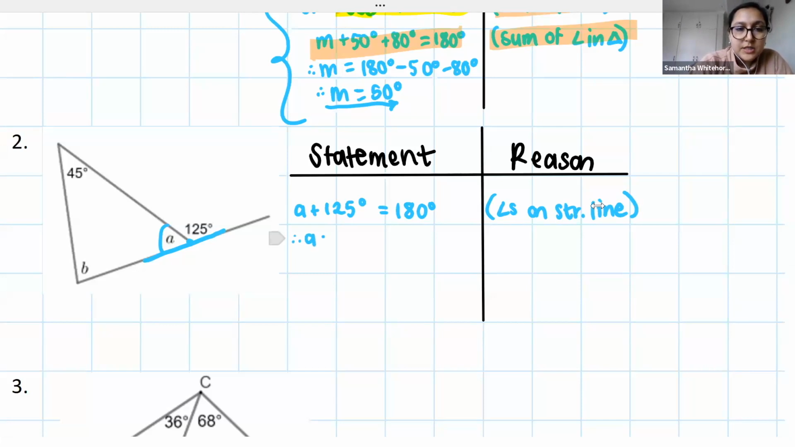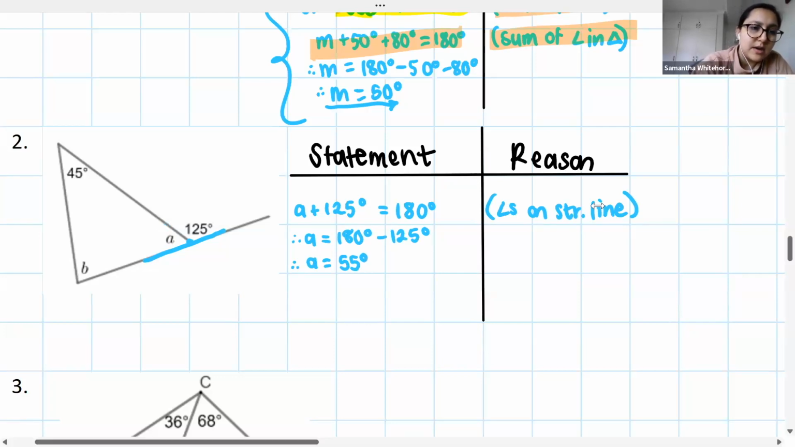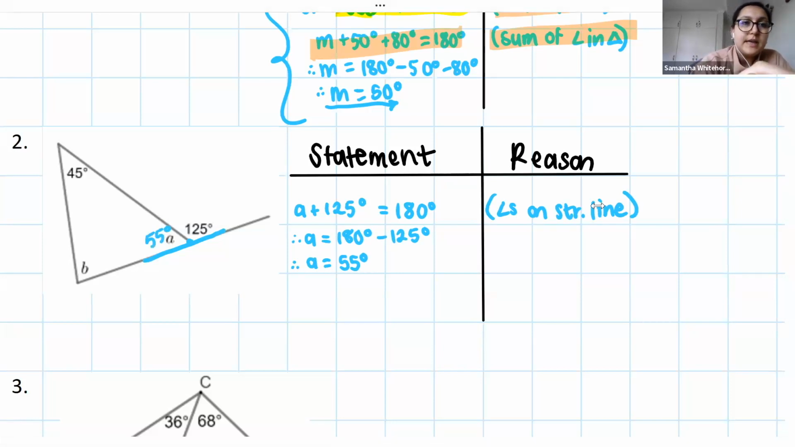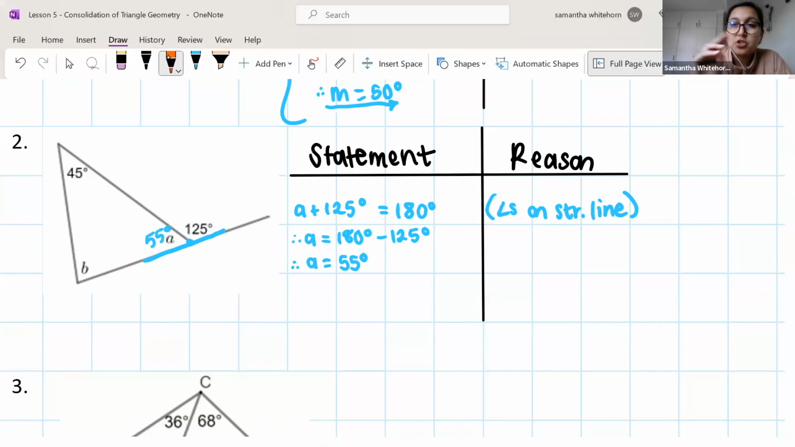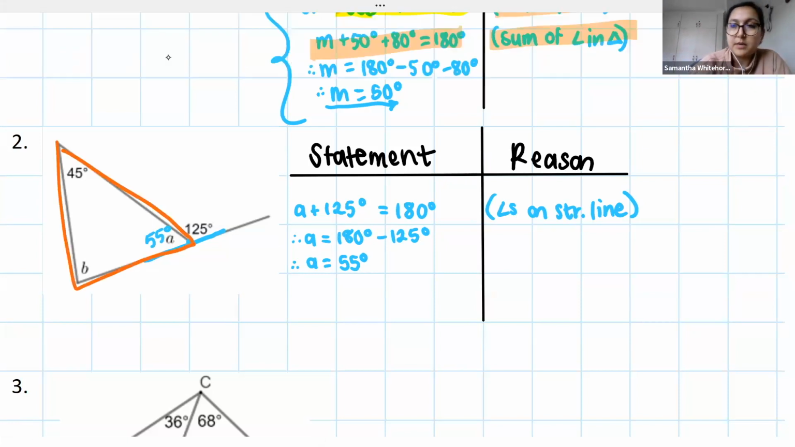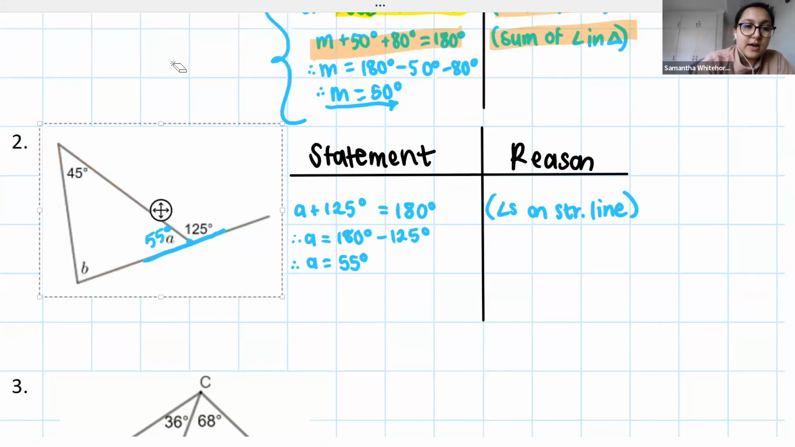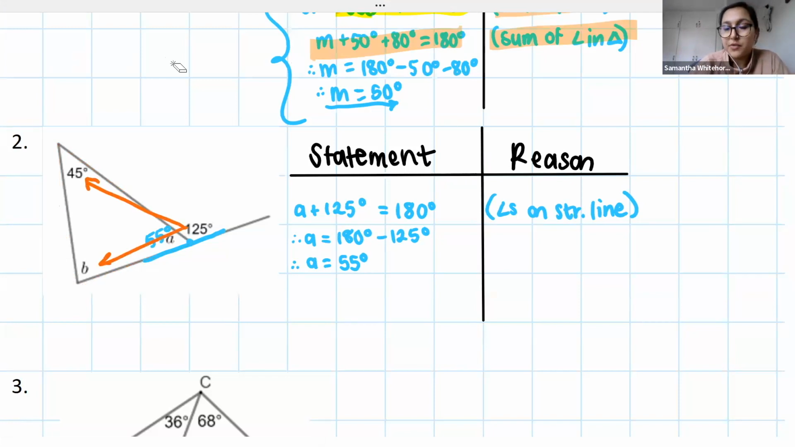So inverse operations tells me that I now need to subtract 125 on both sides. And so A is equal to 55 degrees. Now I always like to put the answers that I find on my diagram, just in case it helps me later on. Now for question B, because we found A, there's two ways to do question B. Either you can use sum of angles in a triangle and you can get B, or you can use exterior angles of a triangle, which means that you know 125 must be equal to B plus 45. That's the one I'm going to use, but you get exactly the same answer either way.